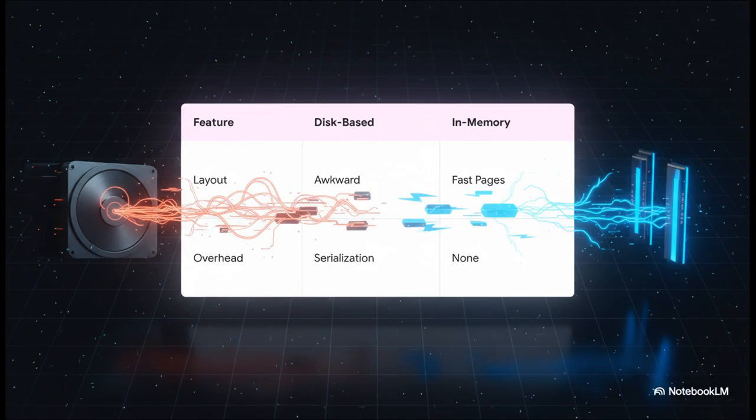The real game-changing speed comes from entirely removing the heavy CPU overhead of serializing data structures just to fit them onto a disk. In-memory databases completely avoid encoding the data into disk-friendly formats. They operate directly on fast memory pages, which just unleashes absolutely incredible processing speeds.